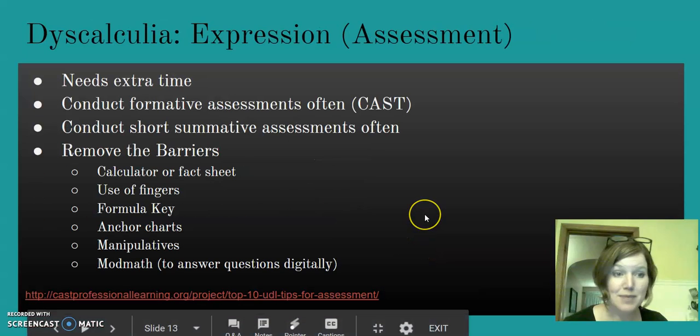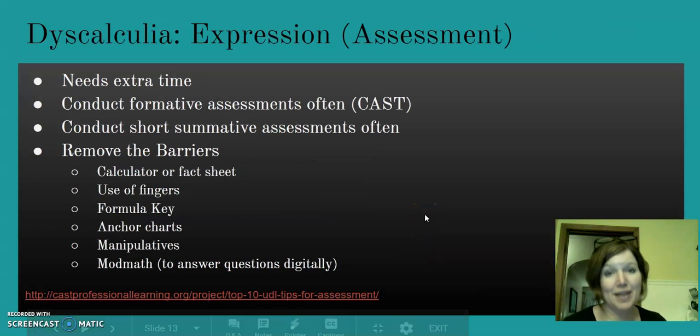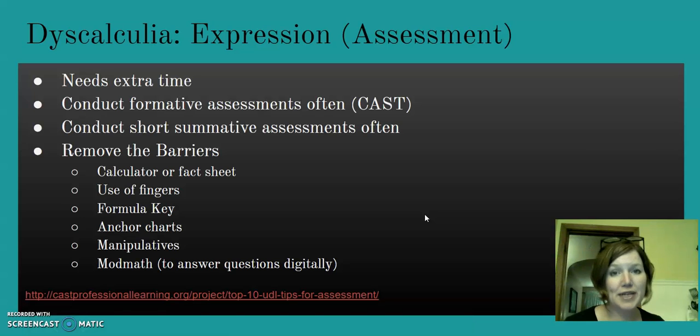Then for assessment, the same thing. They need to know that they have that extra time. Usually they need 1.5 to 2 times what the rest of the class is taking for their assessment. CAST, the website CAST, suggested, of course, because they're the ones that designed UDL, or at least are overseeing UDL, conducting formative assessments often, which makes sense.